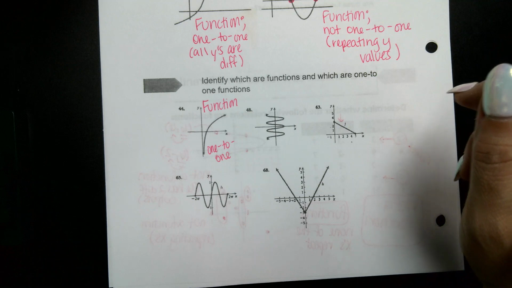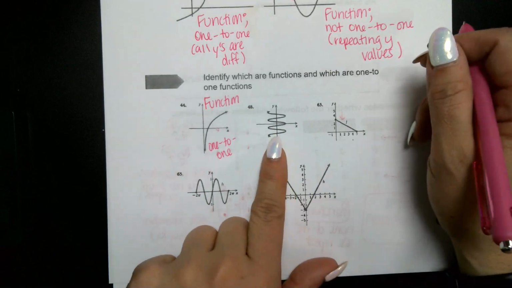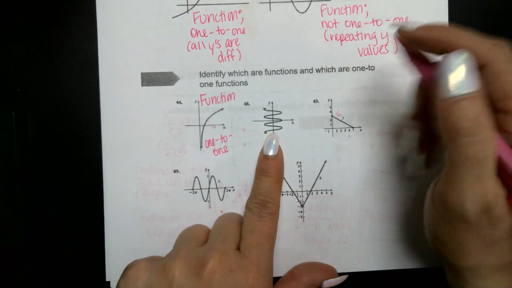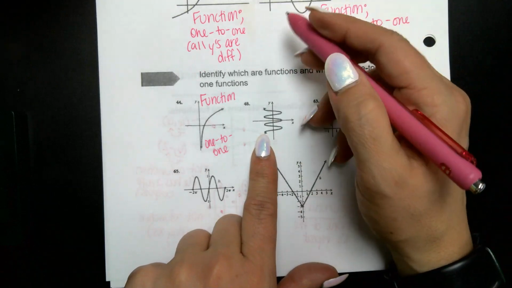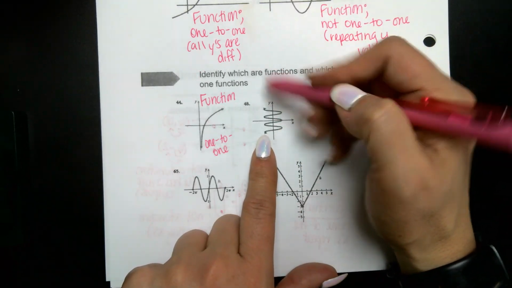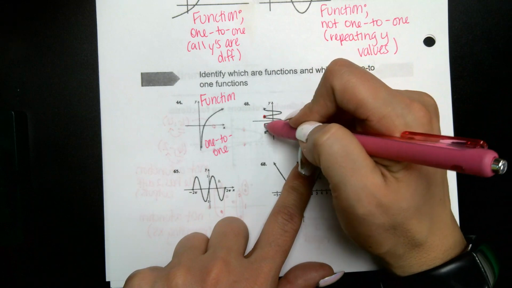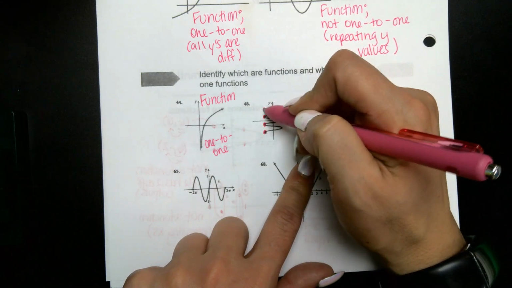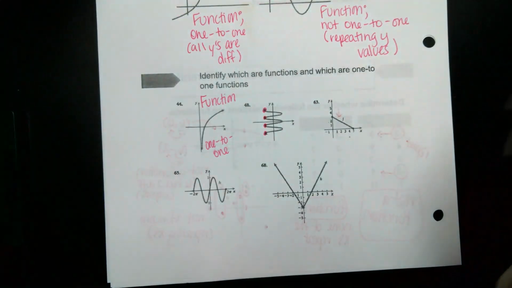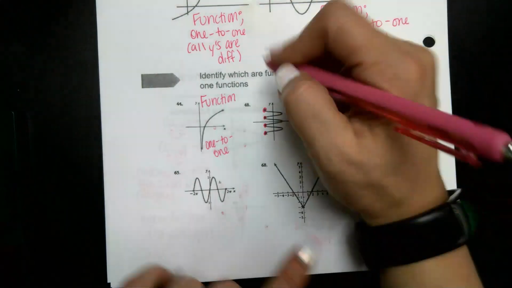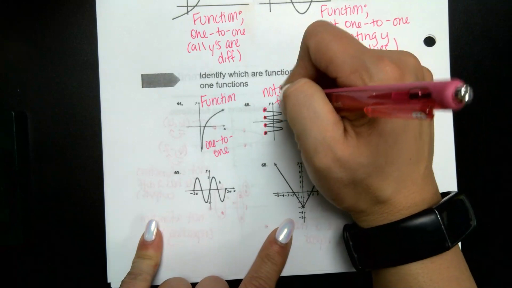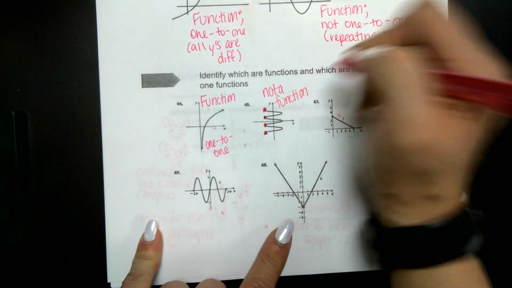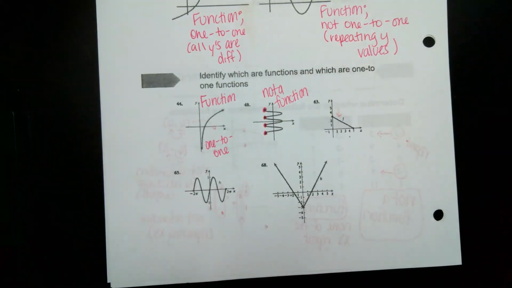Okay, now look at the one in the middle. This one right here. Look, isn't this x value the same as this one, the same as this one, the same as this one? So aren't all those x's the same? So is that one even a function? No. Okay, since this one's not a function, I don't even have to worry about the one-to-one thing. If it's not a function, that doesn't even matter.